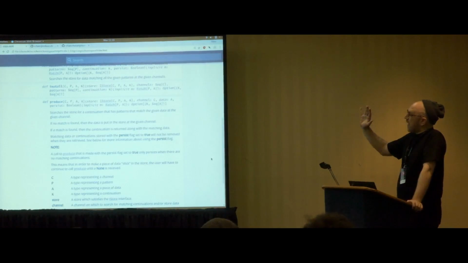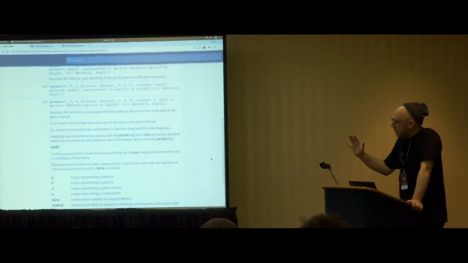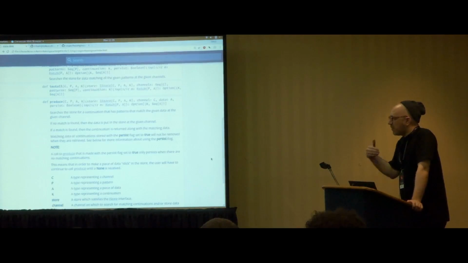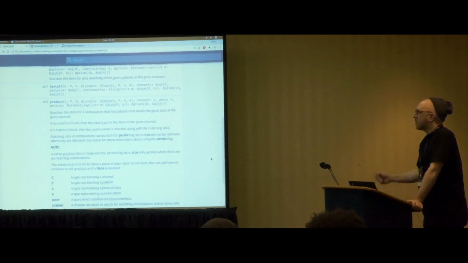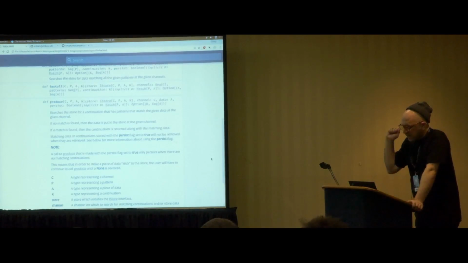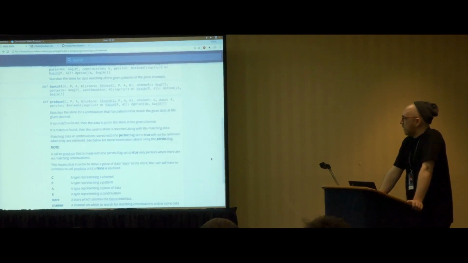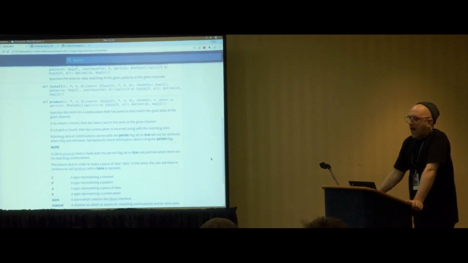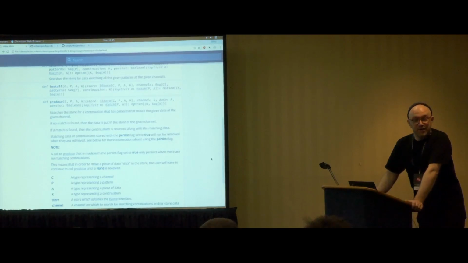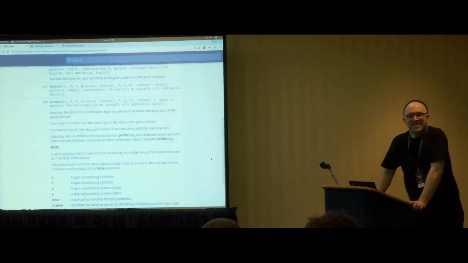There's a persist flag. On the produce side, it probably isn't so obvious how you might use this, but on the consume side, which we'll show in a second, it's actually really critical for storing smart contracts in the store. If you're a little bit lost at this point, I would expect you to be.